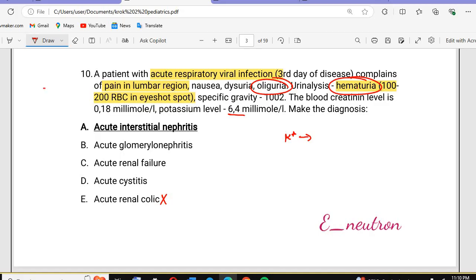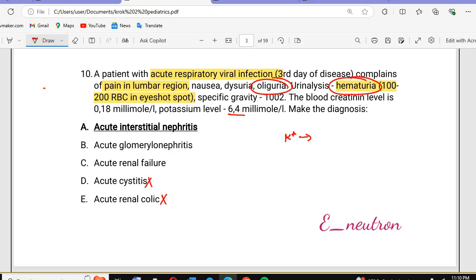Hematuria is there, oliguria is there, and I told you that is acute glomerulonephritis. Of course, you will not mark acute cystitis because they have not mentioned anything related to suprapubic pain, and the patient also has an acute respiratory viral infection. Cystitis and pyelonephritis are ascending infections that start from the urinary tract infection.